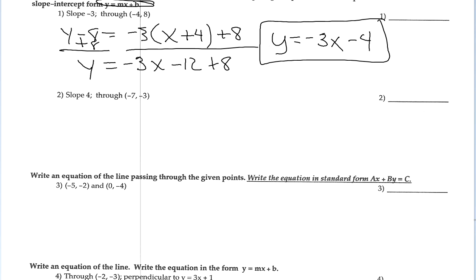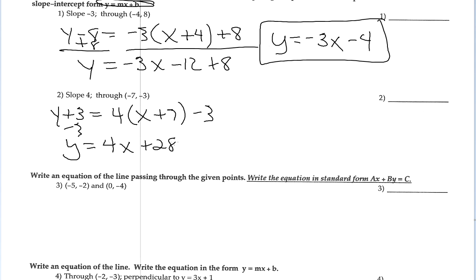Number 2. Same thing, I've got y plus 3 equals 4 times x plus 7. So subtract 3 in this case. And we've got y equals 4x plus 28 minus 3, which is y equals 4x plus 25.